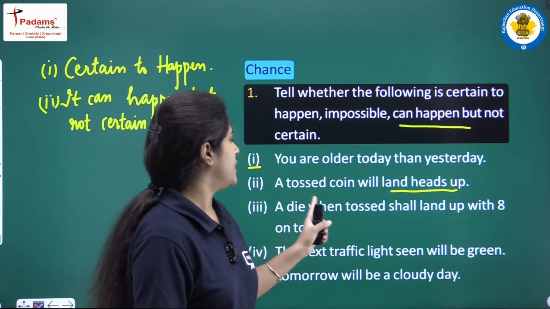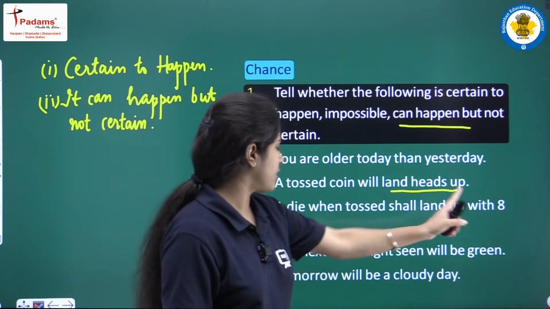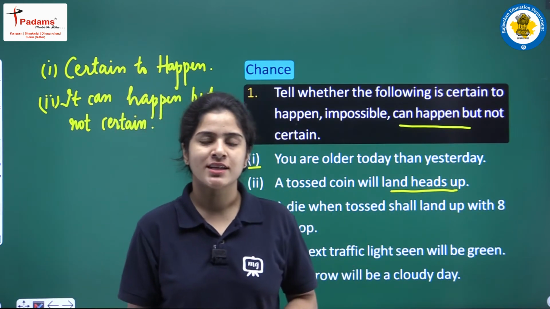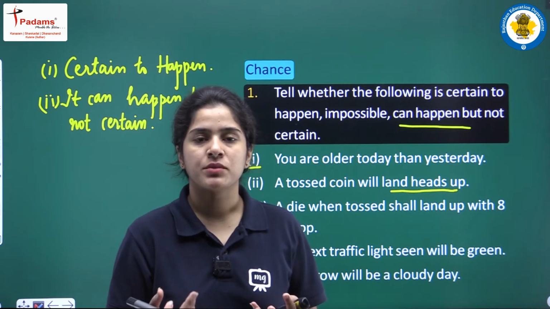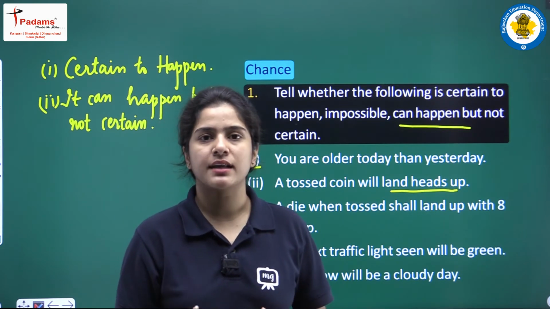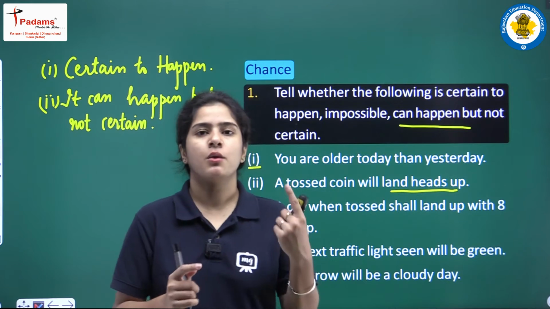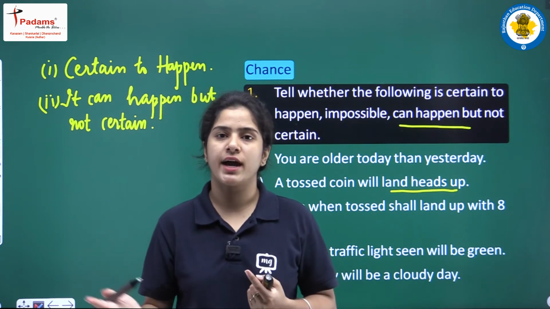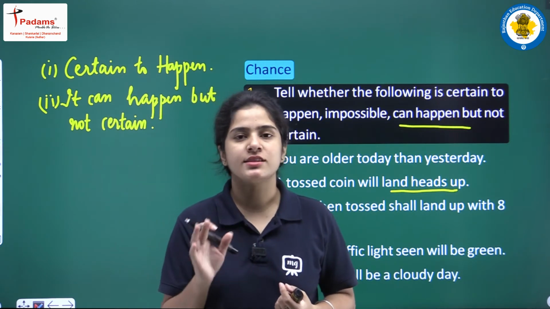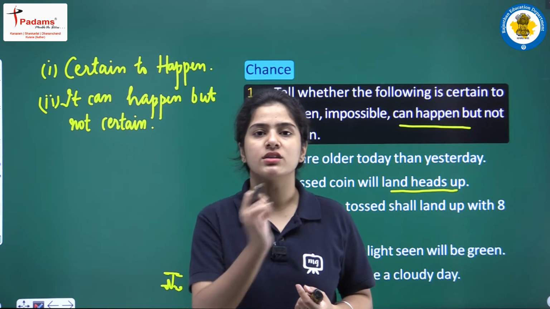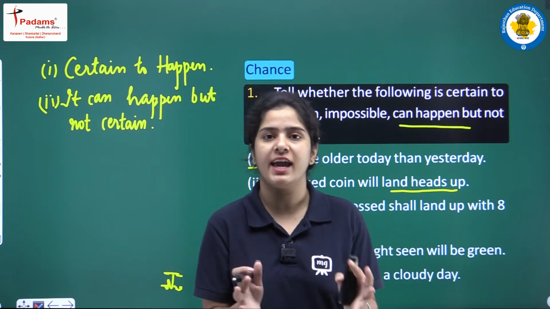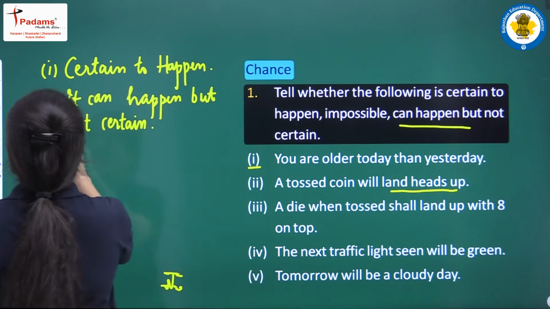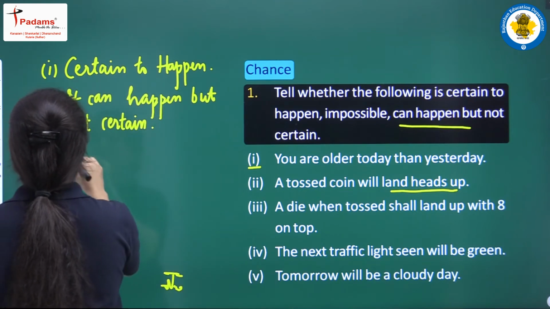A die when tossed shall land up with 8 on top. You have seen a die at your home, right? When you are playing Ludo and things like that, it has 6 faces: 1, 2, 3, 4, 5, 6. So there is nothing regarding 8. So this thing is impossible to happen because a die doesn't have any 8. So this is impossible. Alright students.